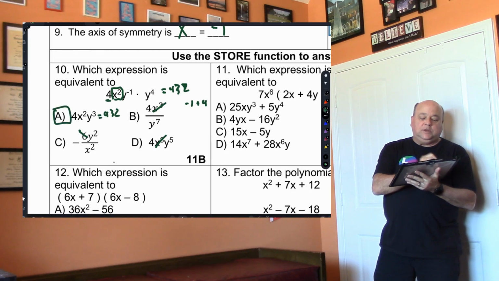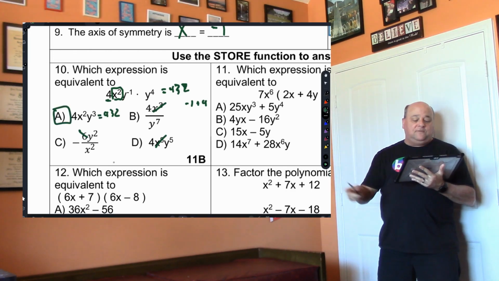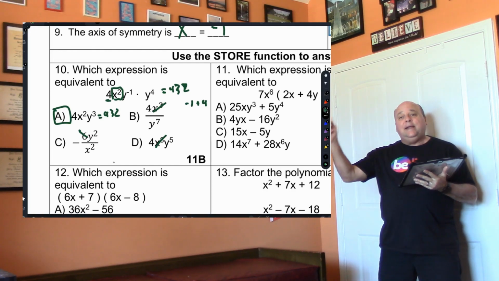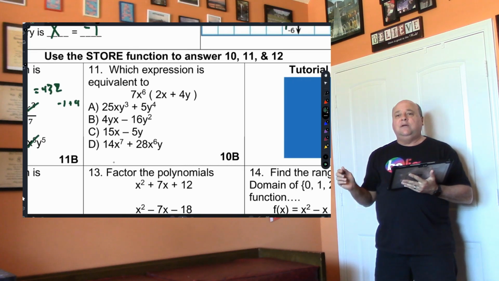The answer is choice A. If you were to multiply and simplify that problem, you would get 4x squared times y cubed. It's the same thing, which is why store works. Let's go to number 11.